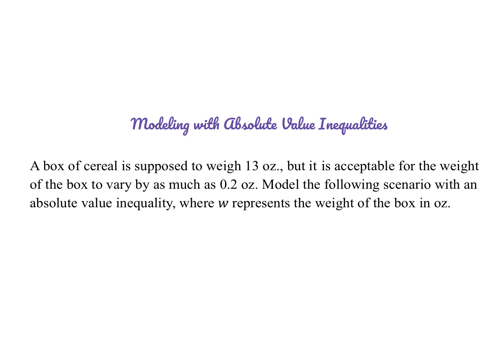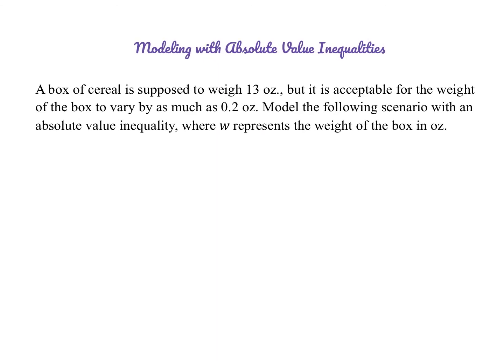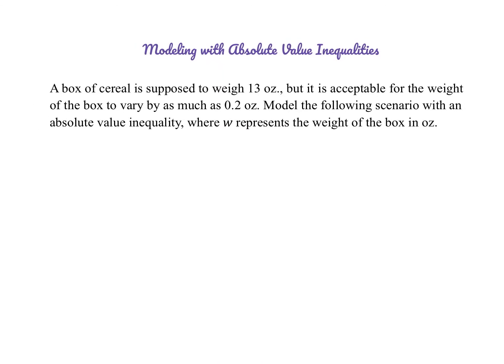Okay, the last thing we're going to talk about today is how to model a real-life scenario with an absolute value inequality. So let's take the case where a box of cereal is supposed to weigh 13 ounces. The manufacturer produces it and it's supposed to weigh 13 ounces, but it's acceptable for the weight of the box to vary by as much as 0.2 ounces. So when it says vary by as much as, it means it could be 0.2 above or 0.2 below, meaning either way is fine.